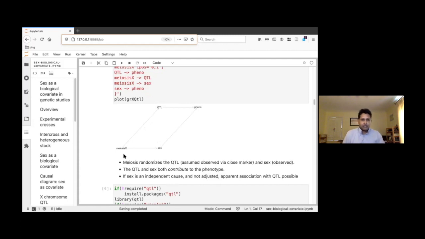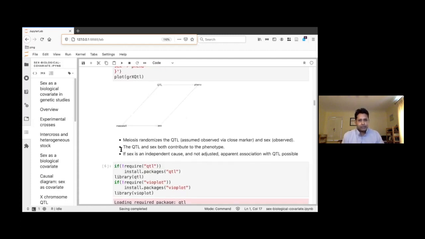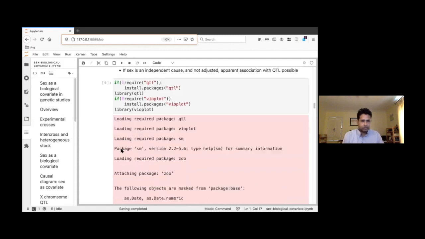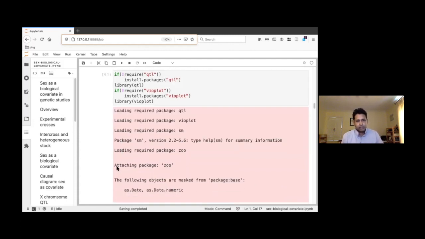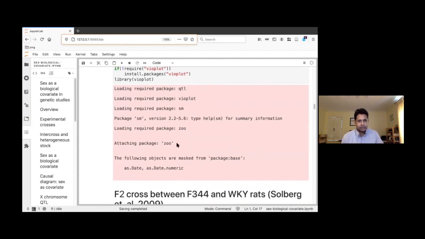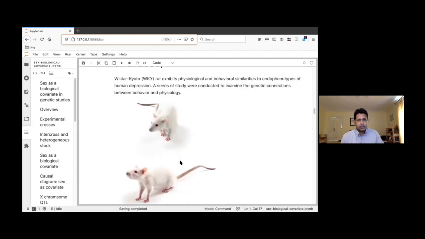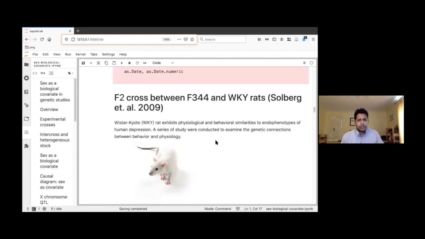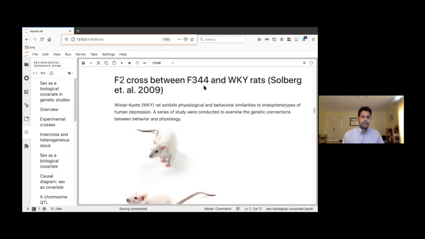You may have noticed some R code already. Now I'm going to import the R/qtl package by Karl Broman, who's in the audience, and we're going to see a few more things. So I'm going to analyze some data as an example by Leah Solberg and colleagues who made an F2 cross between the F344 and WKY rats. This is the example that we used in the previous introductory QTL lecture, so it might be familiar to some of you.